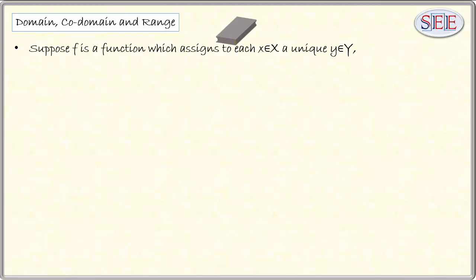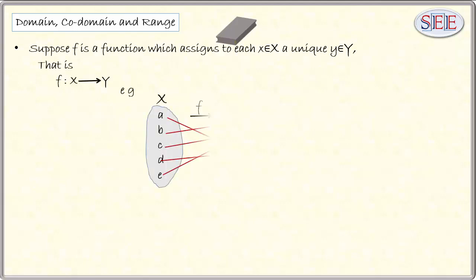Suppose f is a function which assigns to each x in X a unique element y in Y. That is, the function f is from X into Y. The set X comprises elements a to e, and in the set Y I can see elements 0, 2, 6, and 12. So let us see what is domain, what is codomain.